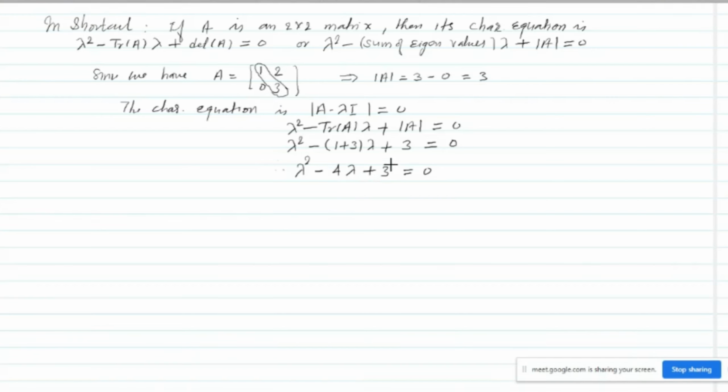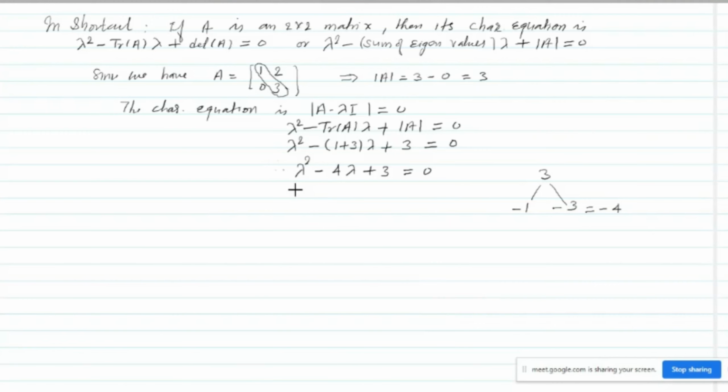Let us see. Just take the last element. What is the last element? 3. What are the possible divisors of 3? We can divide 3 by 1, and we can divide 3 by 3 also, in such a way that these two elements give minus 4. So we must write here minus 1 and minus 3. Adding these you will get minus 4.